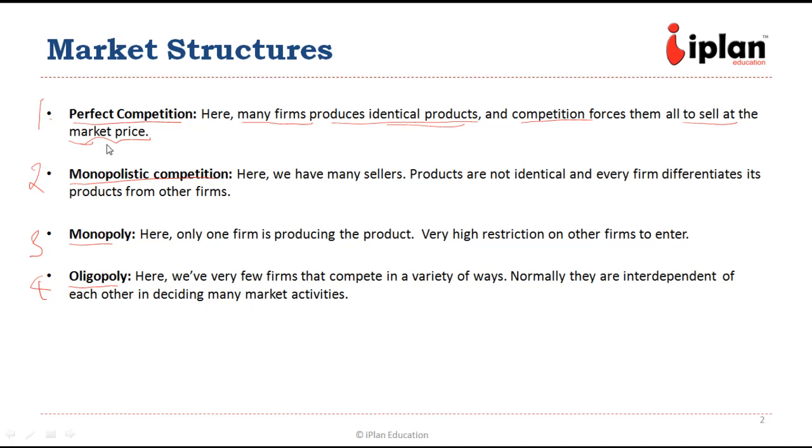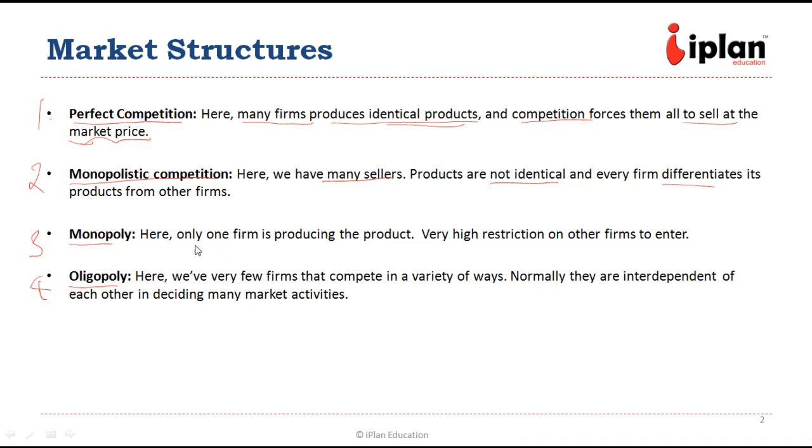Then there is another similar market structure which is slightly less efficient than perfect competition. Here also we have many sellers. The firms are producing similar products, but they are not identical. They are differentiated to some extent, and because of that differentiation the market price is slightly higher and the companies are able to make more profits than in perfect competition.